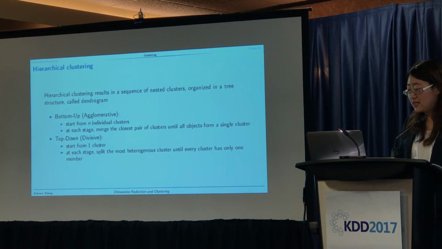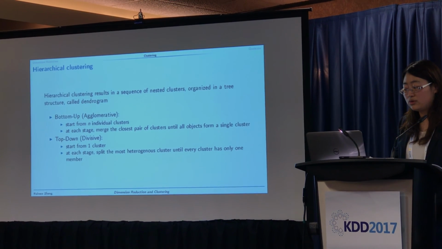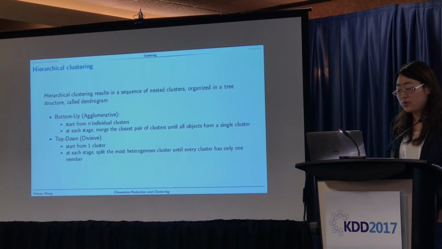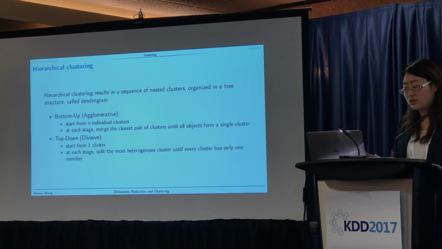Hierarchical clustering results in a sequence of nested clusters and can be organized in a tree structure. It could be bottom-up or top-down. Bottom-up starts with all the objects as individual clusters, and at each step merges the closest pair of clusters until all the objects are in one single all-inclusive cluster. Top-down starts with one all-inclusive cluster, and then at each stage splits the most heterogeneous cluster until every cluster has only one member.